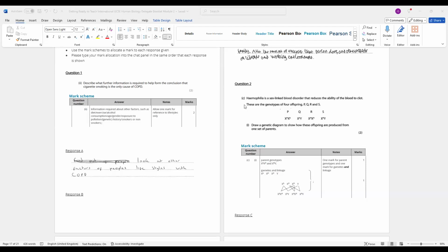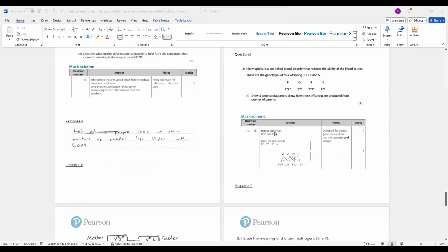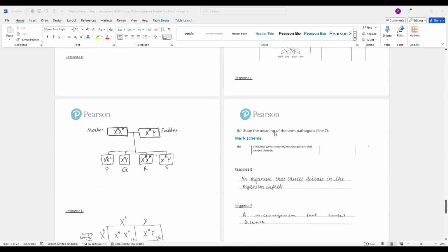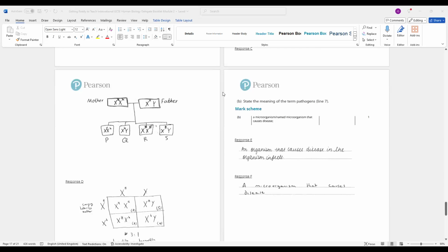Okay. So response C is the first one. Down here, it's on this side. Okay, there's response C. So you've got the mother and the father. And you've got it in pointy brackets, combining gametes and linkage followed by a semicolon, meaning that both of these points are needed for one mark. Okay. So this one scores one mark, because it correctly gives the parent genotypes. It doesn't get the second mark because it doesn't show the gametes and then appropriate linkage.